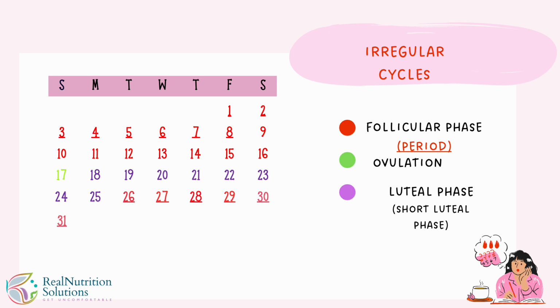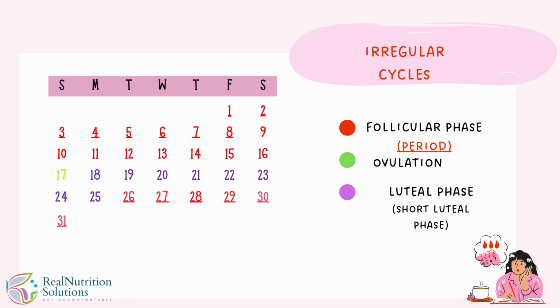So this scenario is showing this person is having almost like 2 periods in 1 month. And that can happen if you have an extended follicular phase and a shortened luteal phase. As we see here, the luteal phase is shorter than 14 days. It's actually even shorter than 10 days, which shows a luteal phase defect, which is something we discussed in a previous video.